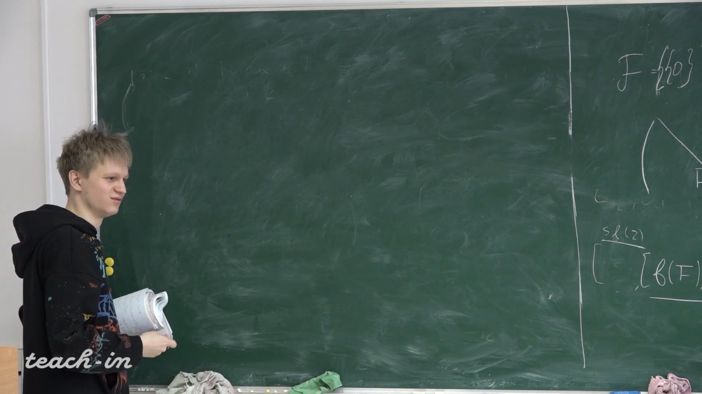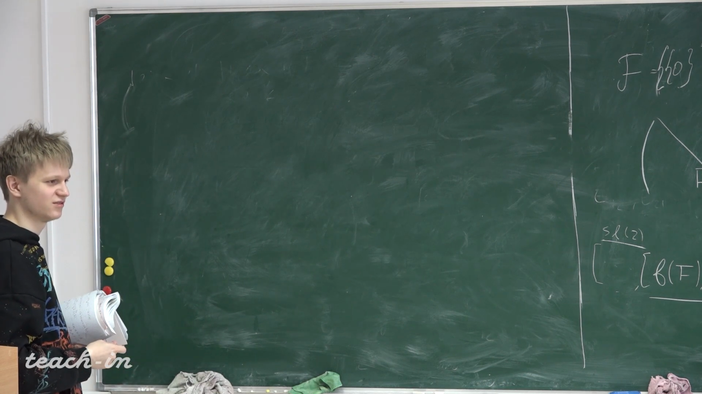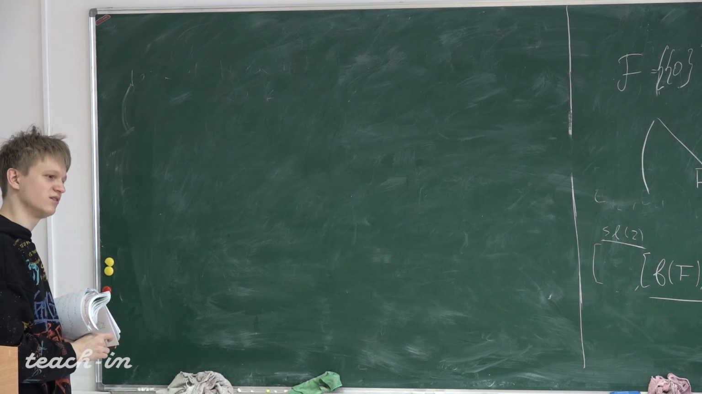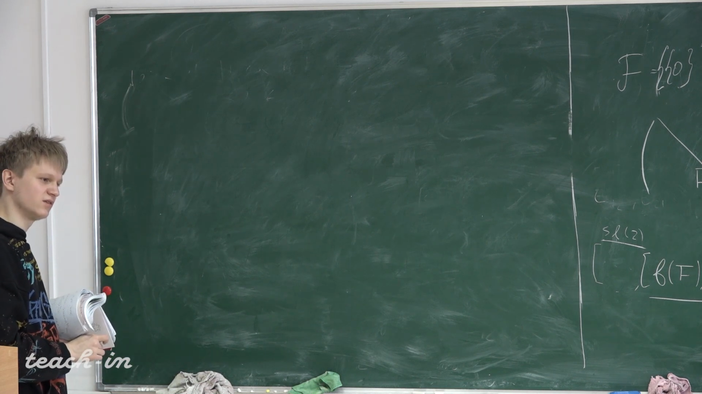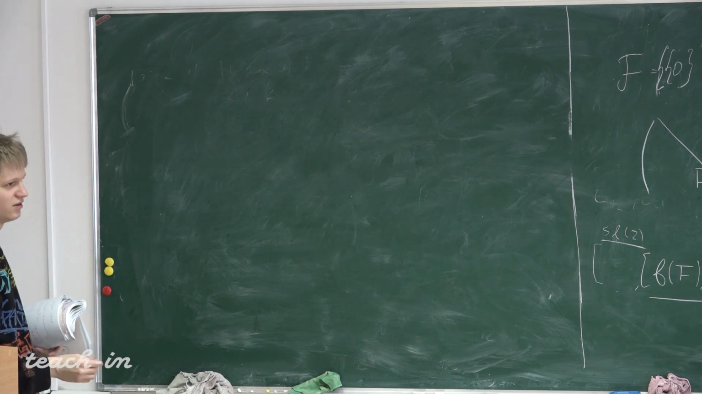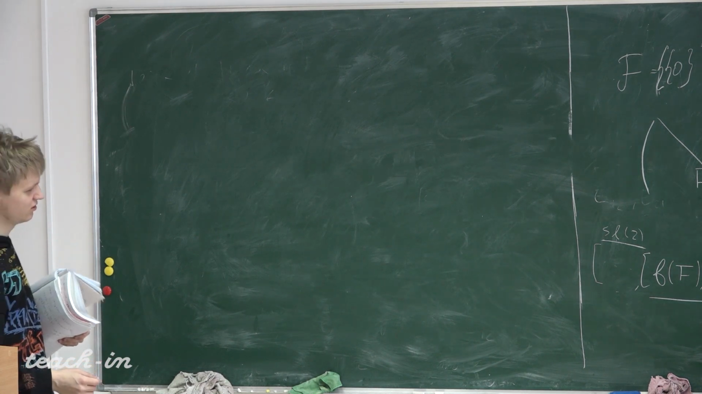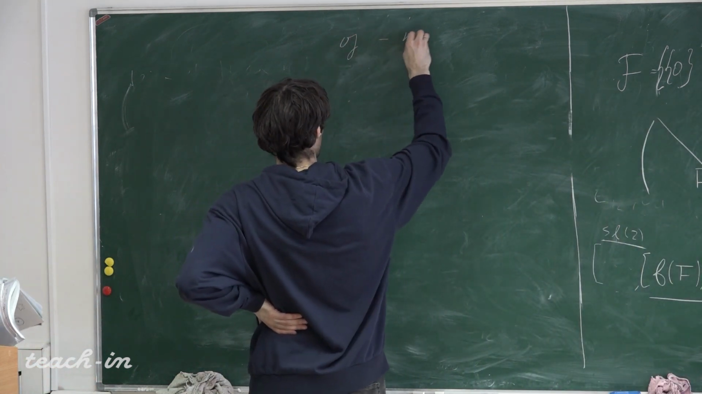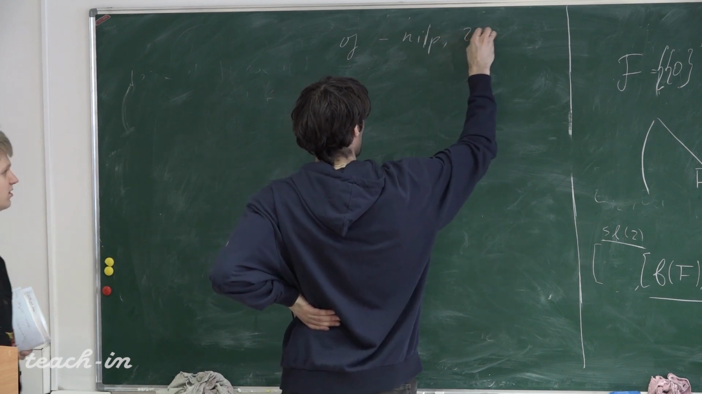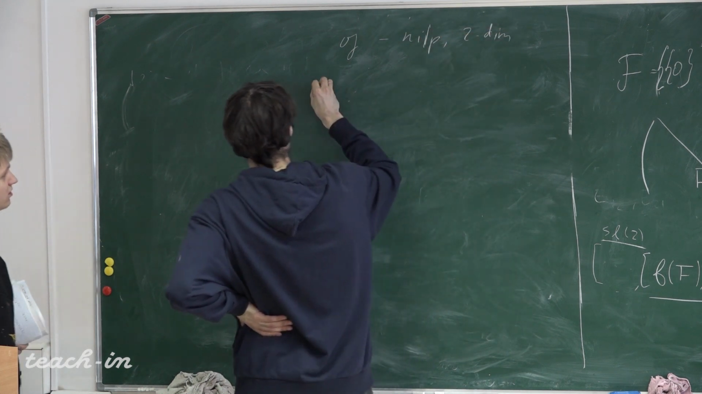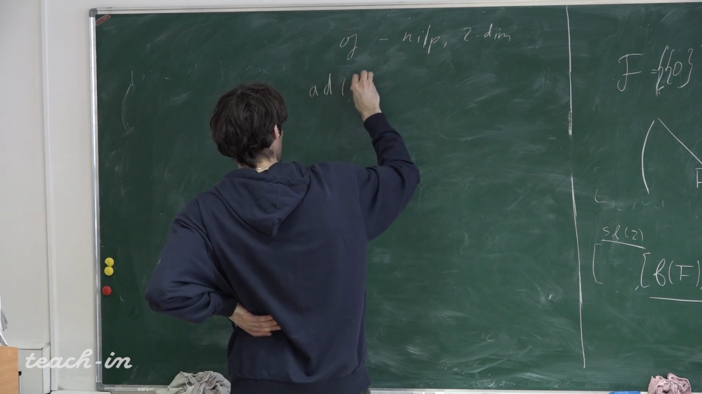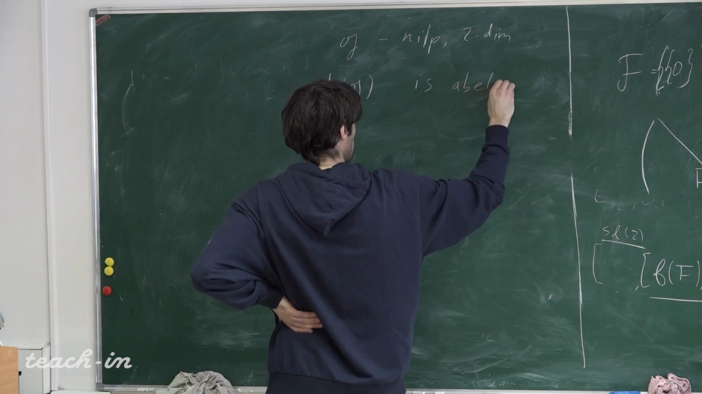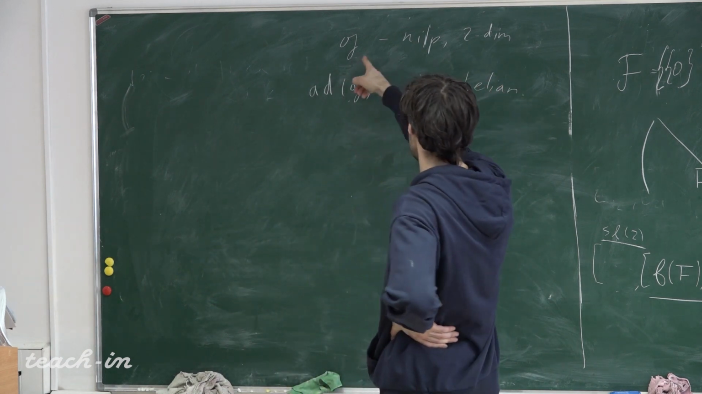They do. Yes, that's true. But you have... it means that adjoint, like... So what you proved is that, suppose that G is your nilpotent two-dimensional Lie algebra, right? And you proved that ad of G is abelian. So how do you prove that G is abelian?